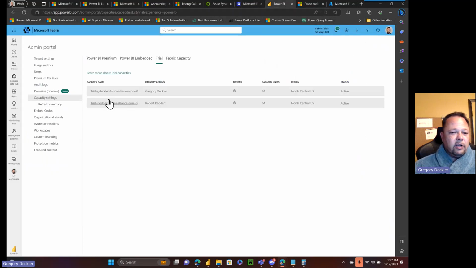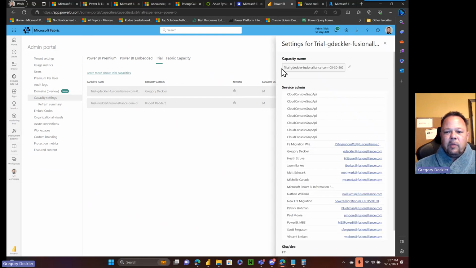If you go in here, here are my Fabric capacities. They're trial capacities. You can see I've got them here, and I can go to Actions. This is the admin portal in Power BI, or Fabric now, even though it still says powerbi.com. I can go here, I can edit my capacity name. I can't do anything else.